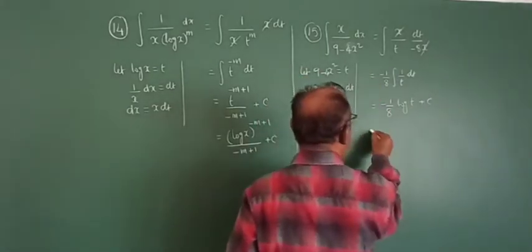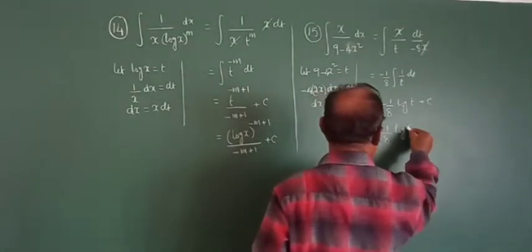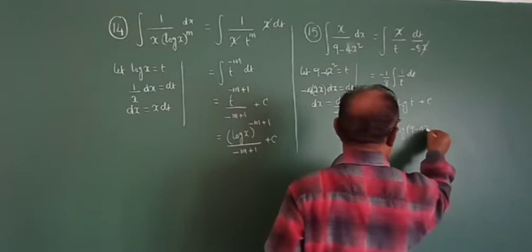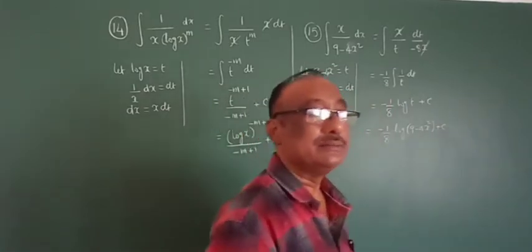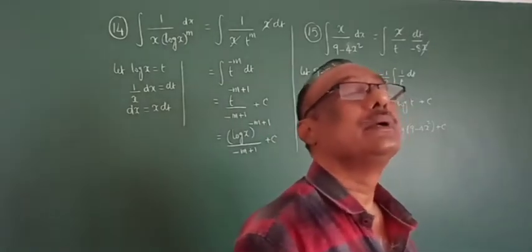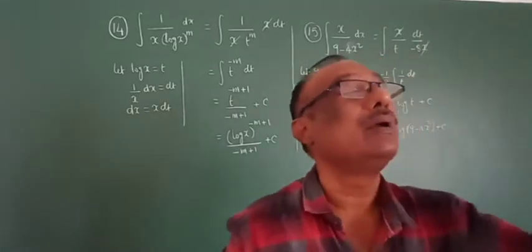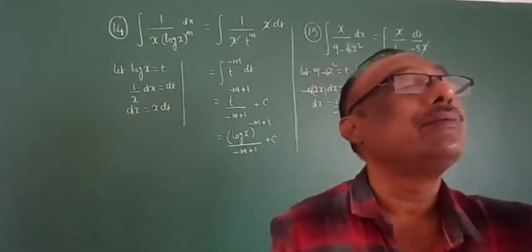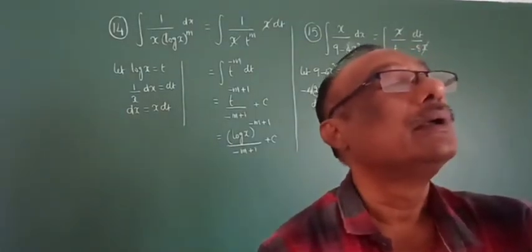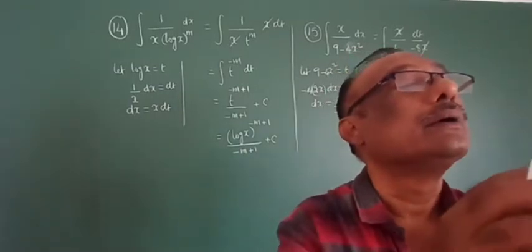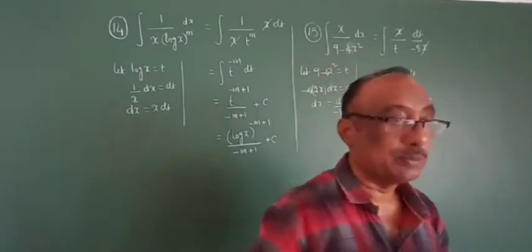What is the original function? Minus 1 by 8 log of t, where t means 9 minus 4x square. So minus 1 by 8 log of 9 minus 4x square plus c is the required answer. Is it clear? No problem regarding the board, we are seeing very clearly now, everyone. Right. Can I go through the next problem?